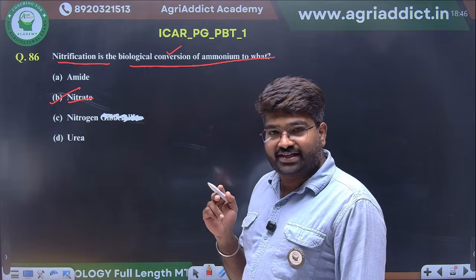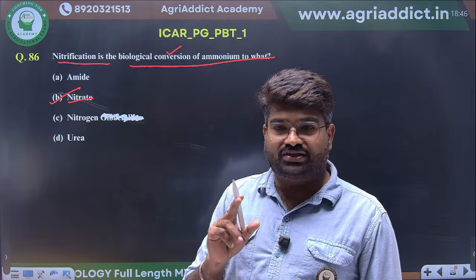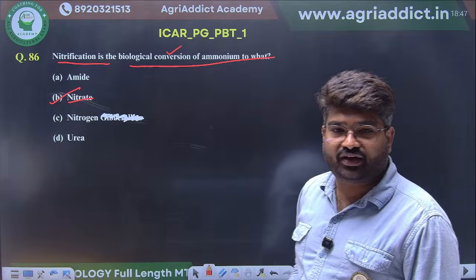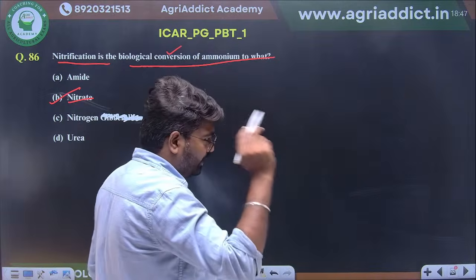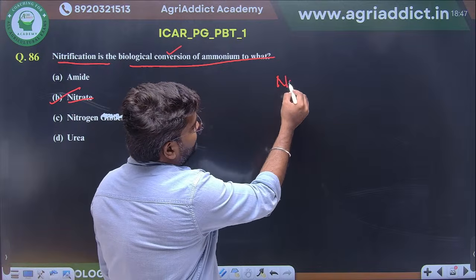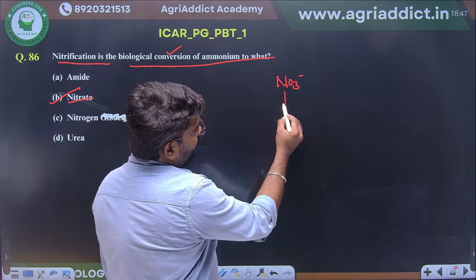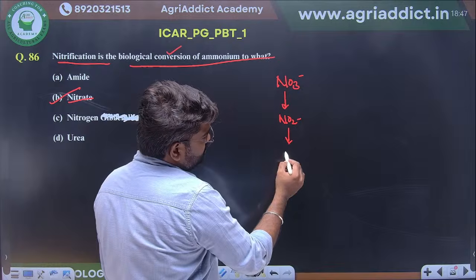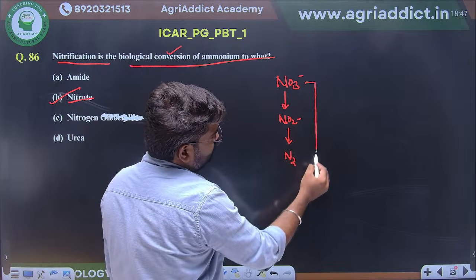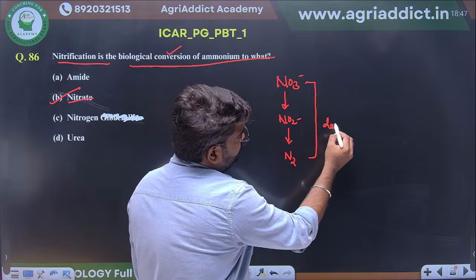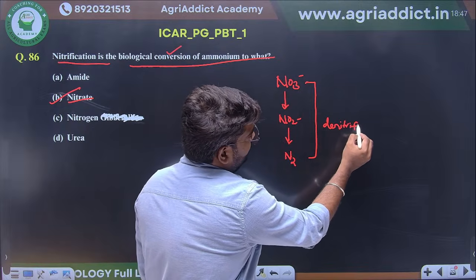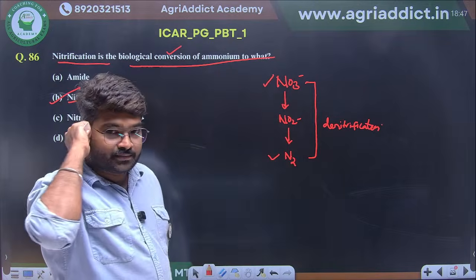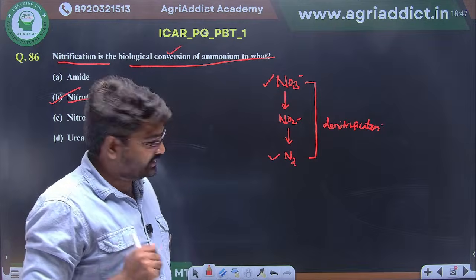Before going to the next question, I will give a brief introduction about the definitions in the nitrogen cycle. What is meant by nitrification? Listen properly. Suppose we are applying nitrate fertilizer to the soil, and the nitrate is converted into nitrogen gas. This process is known as denitrification: the conversion of nitrate to nitrogen gas.